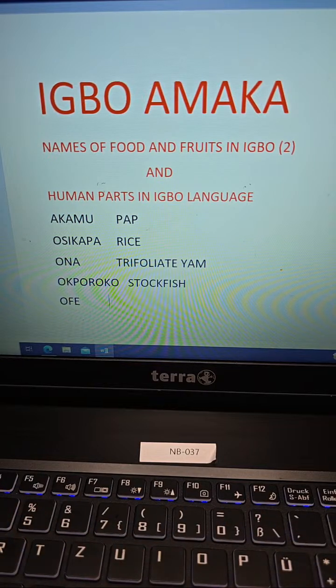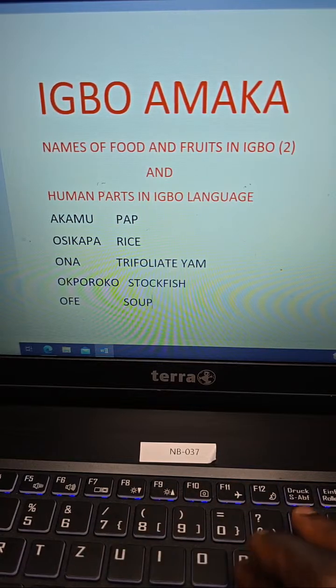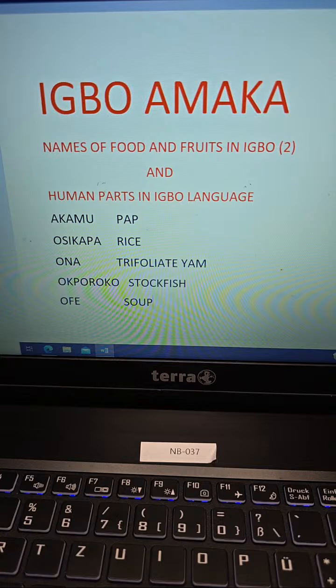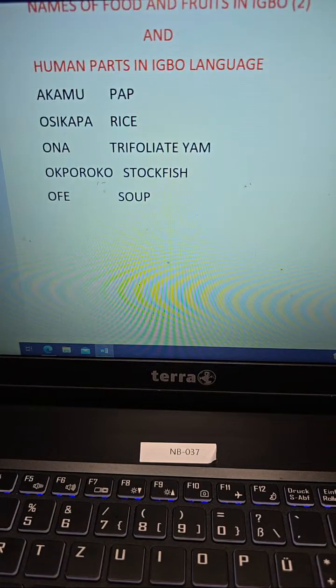Ofe. Soup. Ofe. Soup. Ofe. So that's why we're going to stop today on names of foods and fruits in Igbo language.